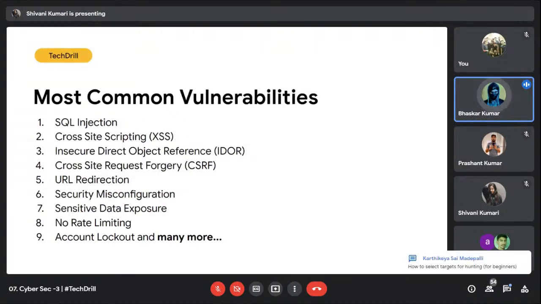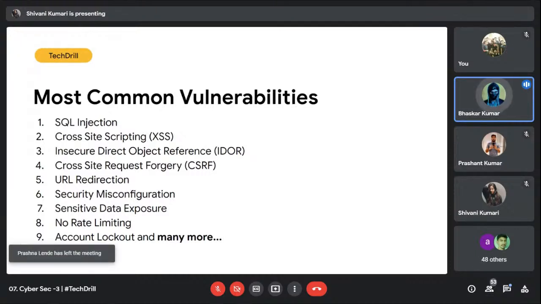So CSRF basically is like, how to select a target for hunting for beginners. We'll share a few Google Docs, and just by hitting those Google Docs, you'll be getting a few websites which are in scope for bug bounty programs, and you can test on them.